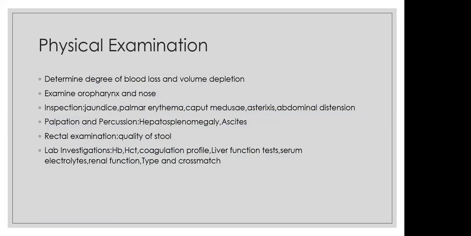When it comes to physical examination, you need to determine the degree of blood loss and volume depletion. This is by monitoring the vitals of the patient, assessing whether the patient is in shock. You need to examine the oropharynx and the nose. Some patients who present as upper gastrointestinal bleeding might have a bleeding source in the oropharynx or the nose, and they end up swallowing the blood, and it might be incorrectly assessed as an upper GI bleed.